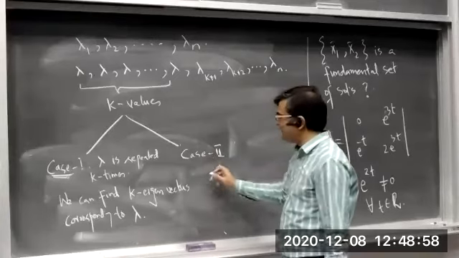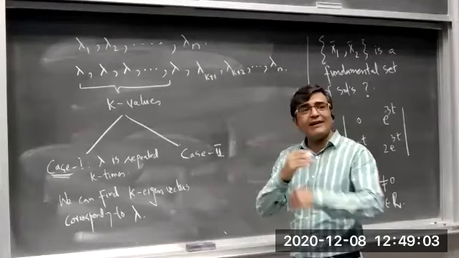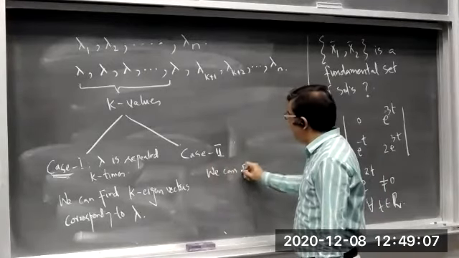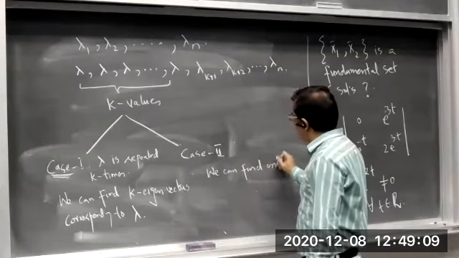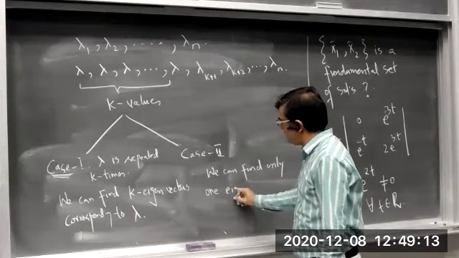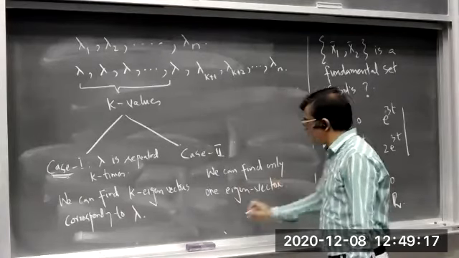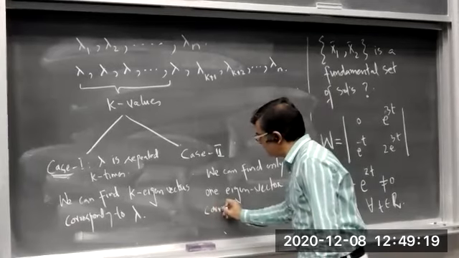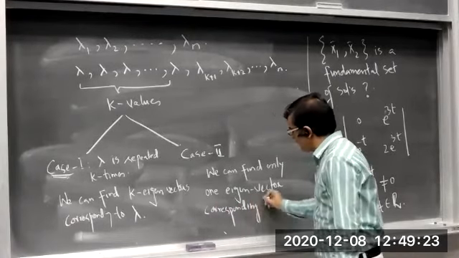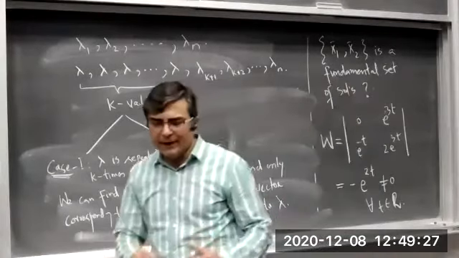The second case is lambda is repeated k times, and we can find only one eigenvector corresponding to lambda.